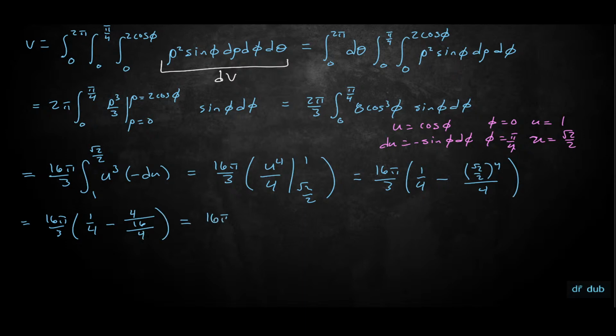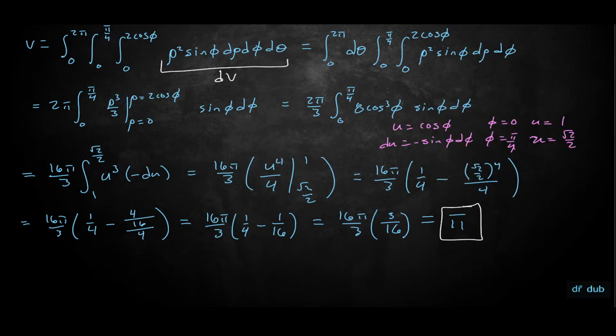So it's going to be 16 pi over 3 times 1/4 minus, let's see, that's 1 over 16. So that's actually 16 pi over 3 times 3 over 16, which is pi. So I just found a common denominator here. And that becomes 4 over 16 minus 1 over 16, which is 3 over 16. Any questions?